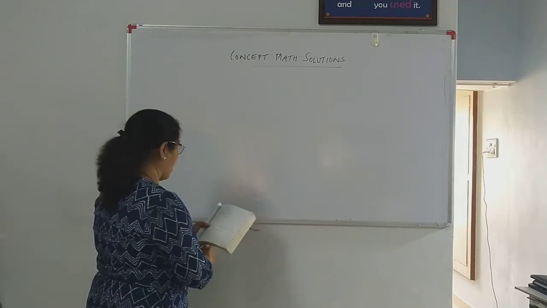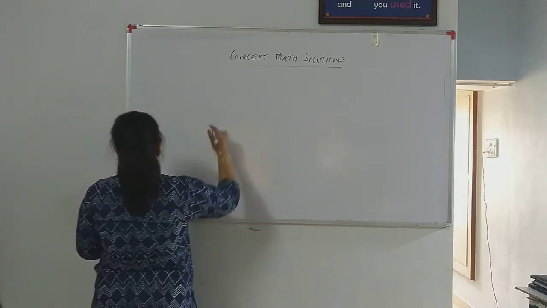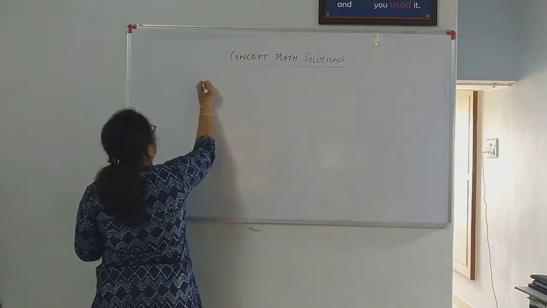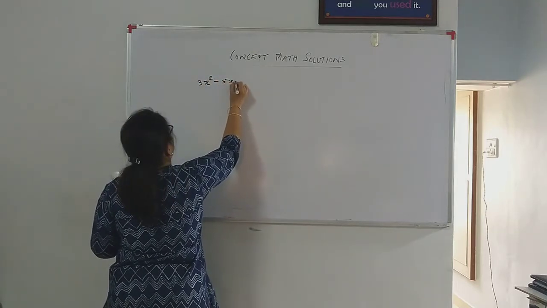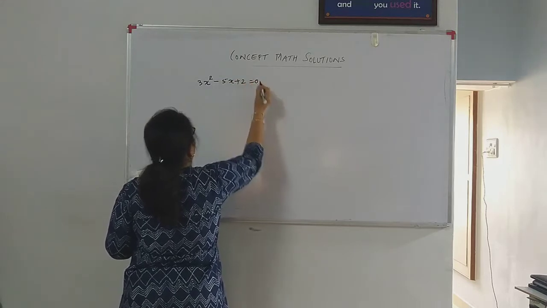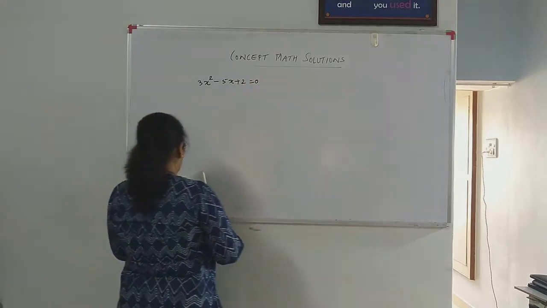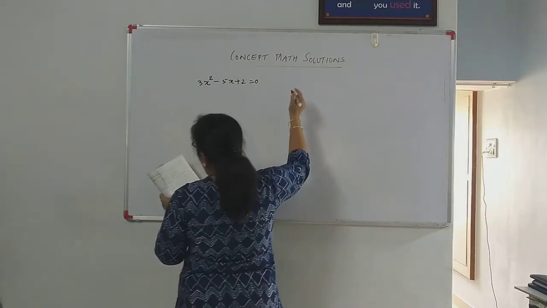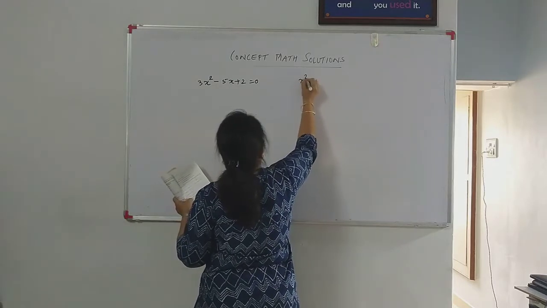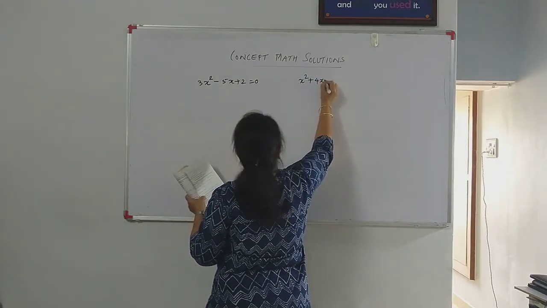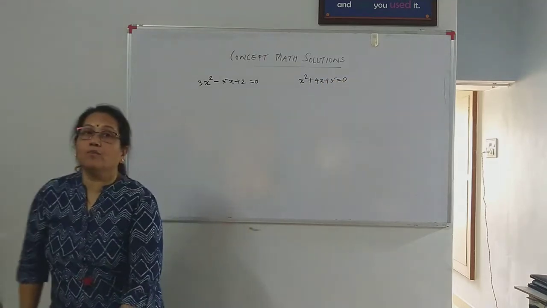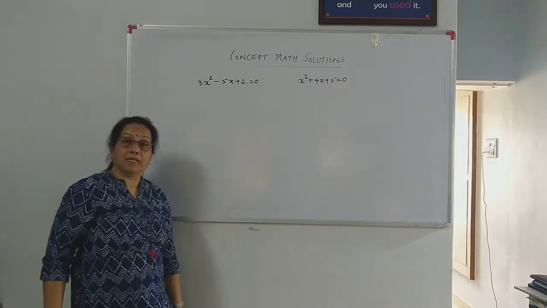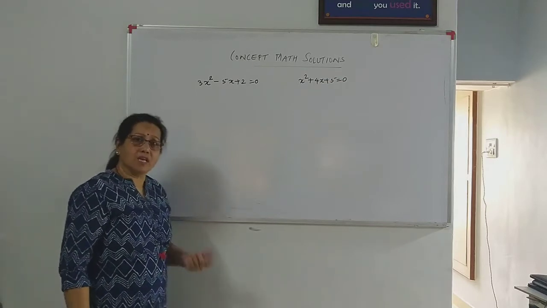Suppose I have to solve the question, say 3x² − 5x + 2 = 0 by completing the square. And say I have another question, x² + 4x + 5 = 0. And I have to solve both by completing the square and find the zeros.